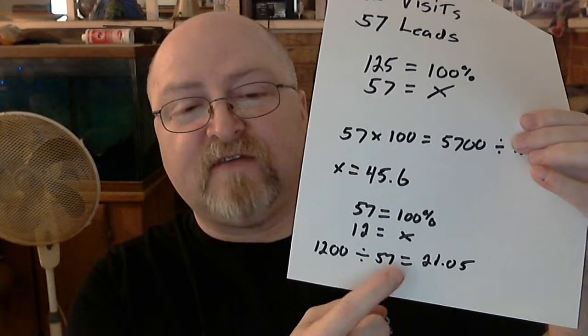1200 divided by 57 equals 21.05. So you have a 21.05% sales ratio to your leads, which is really not a bad sales ratio. Some people can do better than that, but that's pretty good.